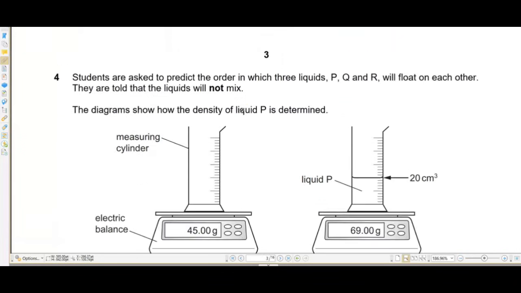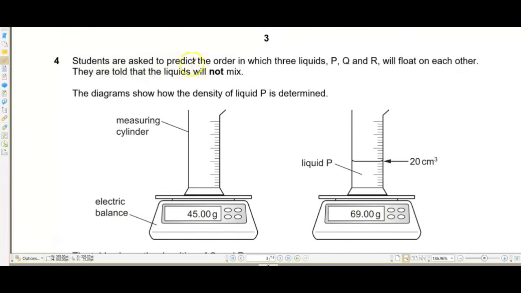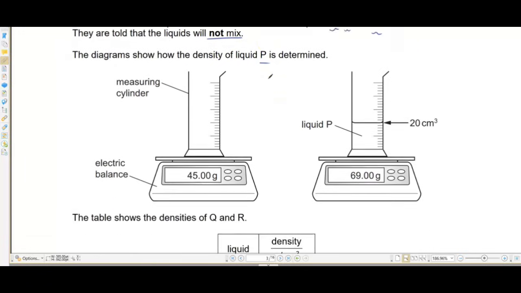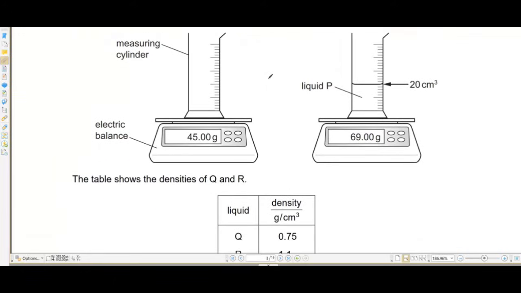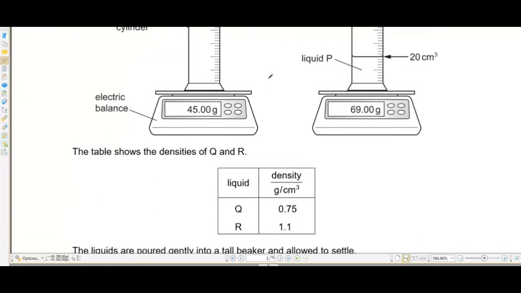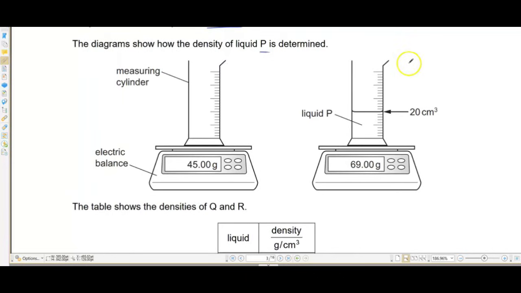Moving on to question number 4. Students are asked to predict the order in which the three liquids P, Q, and R will float on each other. They are told that the liquids will not mix. The diagram shows how the density of the liquid P is determined. Since they've told us that these liquids are not going to mix, we know that all these liquids have different densities. We've been given the density of the liquids Q and R, and we have to calculate the density of the liquid P.